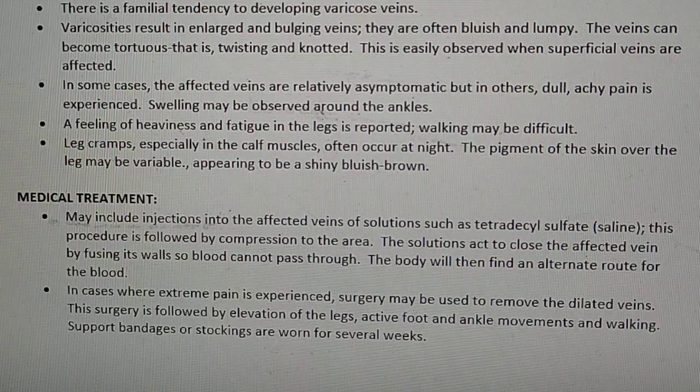Okay? In cases where extreme pain is experienced, surgery may be used to remove the dilated veins, the bulging veins. Okay? This surgery is followed by elevation of the legs. So you have to elevate the legs, active foot and ankle movements, and walking. Okay? Support bandages or stockings are worn for several weeks. Okay, these are the medical treatments for varicose veins.